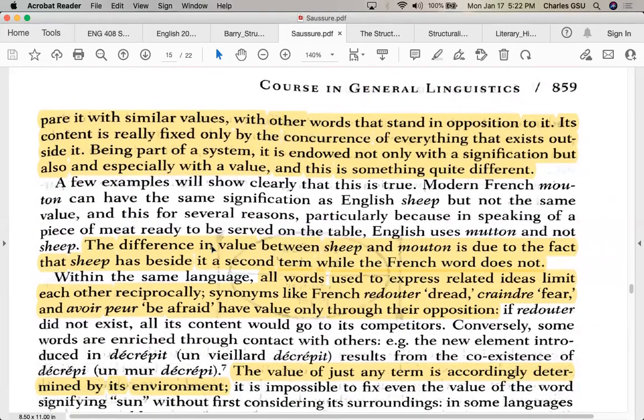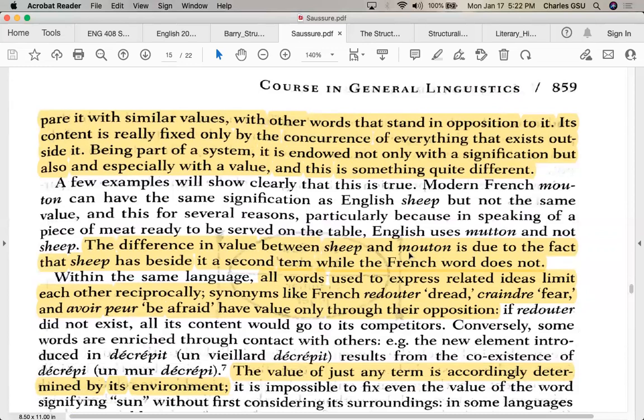He gives an example of sheep and mutton. So in English, especially British people, if it's meat from what we would call a sheep on the table, they would often call it mutton, right? Rather than lamb, like here in the United States, we might call it lamb. But in French, there's only one word, mouton, right?